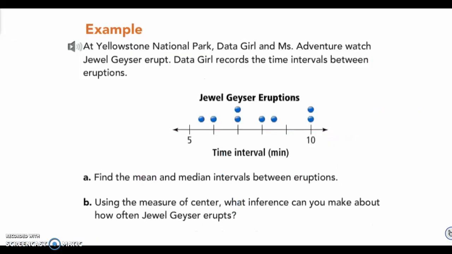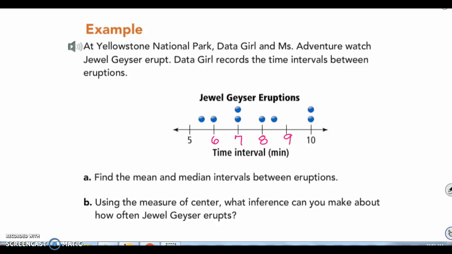All right, let's look at our first example using median and mean. At Yellowstone National Park, Data Girl and Misadventure watch Jewel Geyser erupt. Data Girl records the time intervals between eruptions. So the first thing we need to do is determine what time intervals we have on our number line. We're going from 5 to 10, so that means these are in intervals of 1. So this will be 6, 7, 8, and 9.